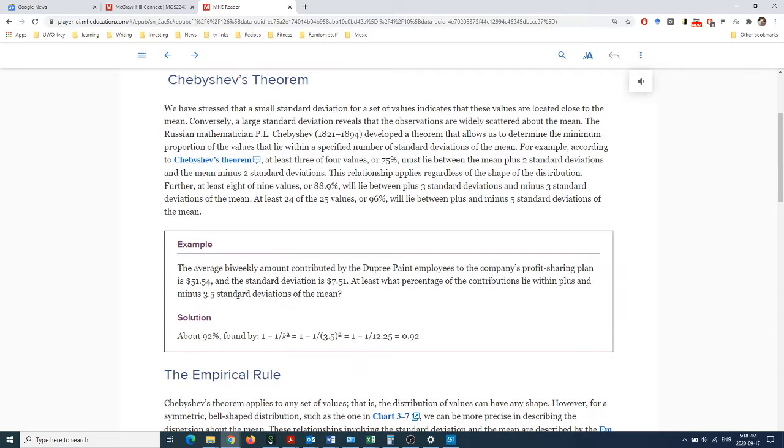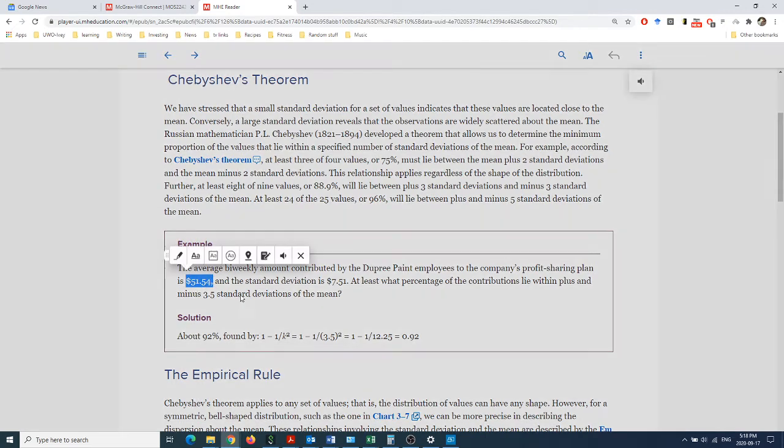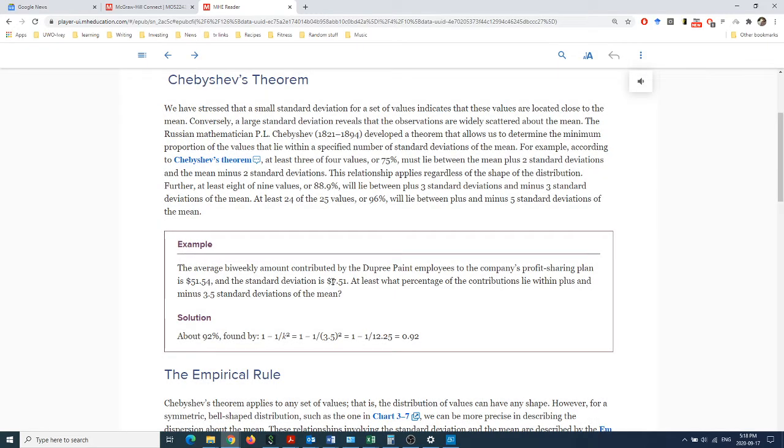So here the example is this: a company has an average profit sharing per week amount of $51, and the standard deviation is 7.51. The question is, at least what percentage of contributions lie within plus or minus 3.5 standard deviations. So here k is 3.5, and when you apply that, it's about 0.92. So this means 92% of the employees are within plus or minus 51.94.